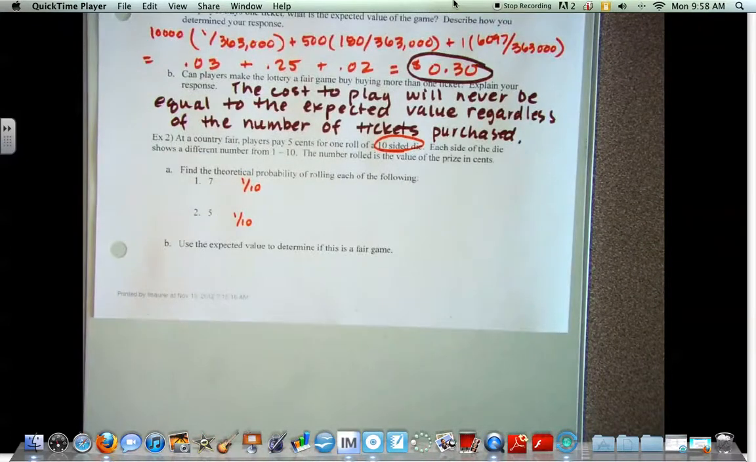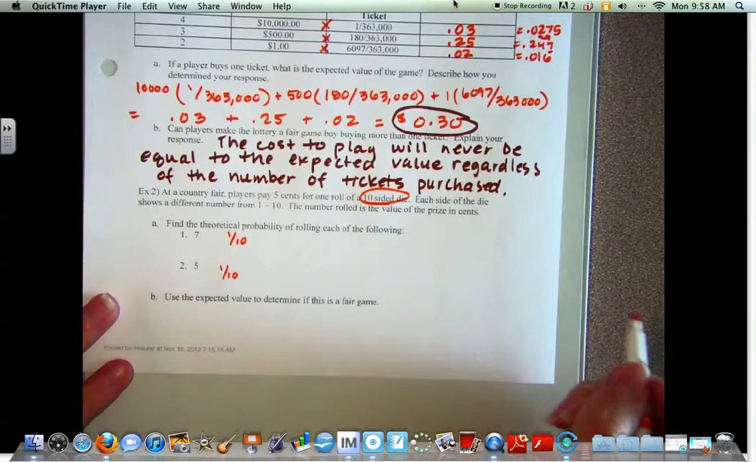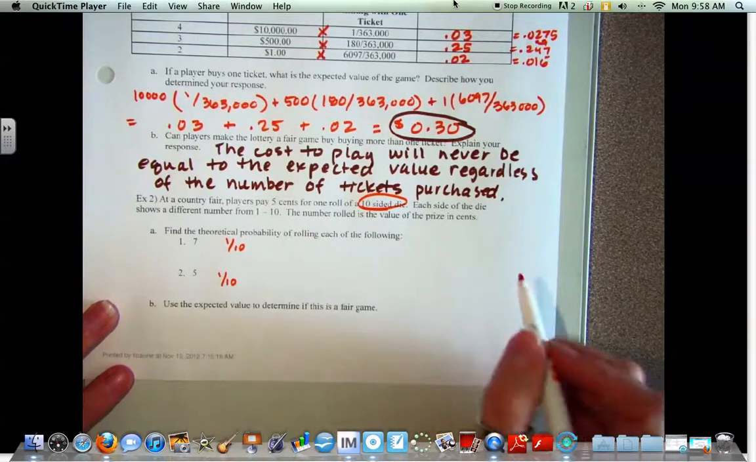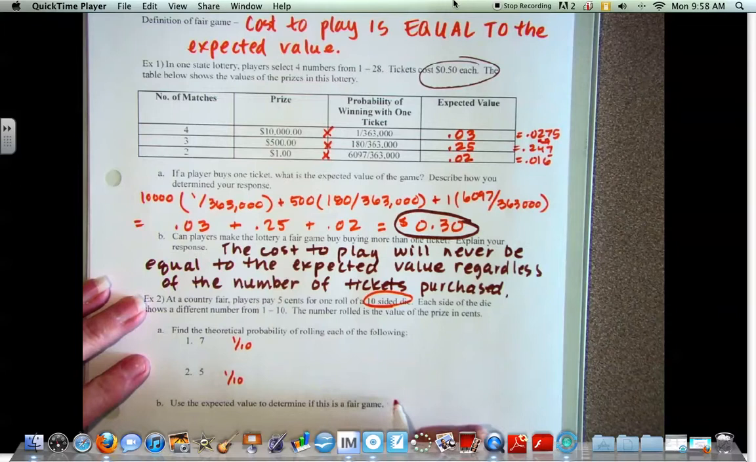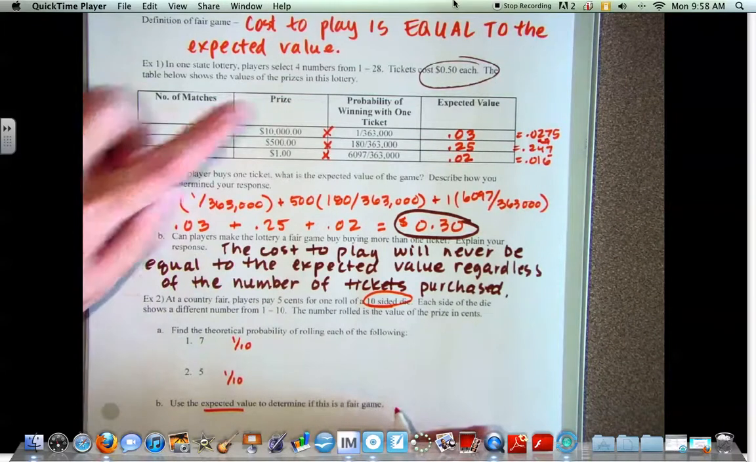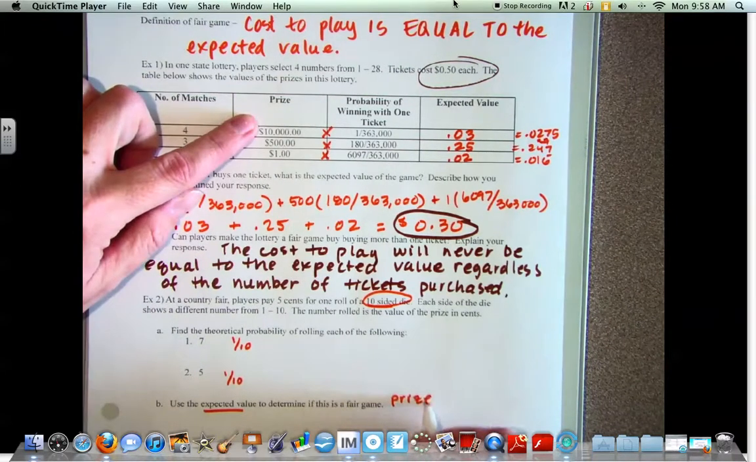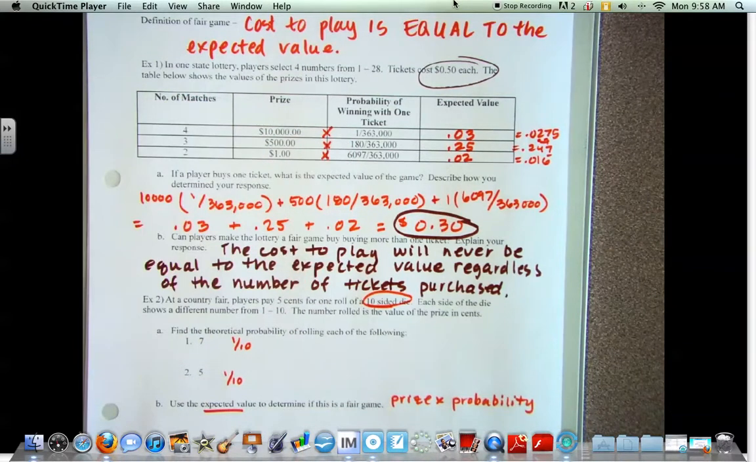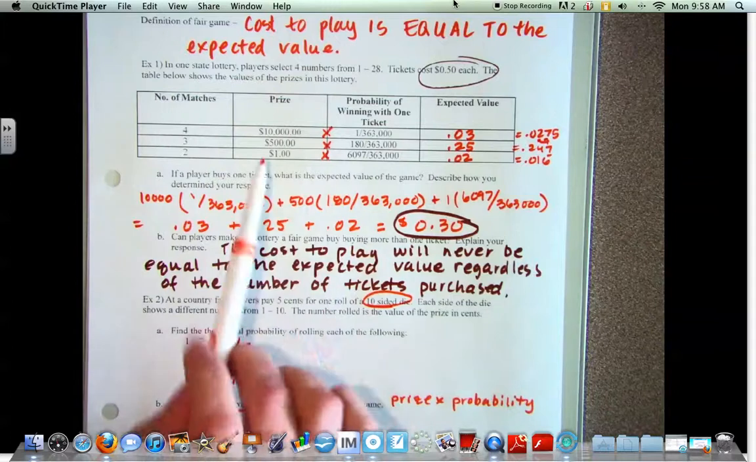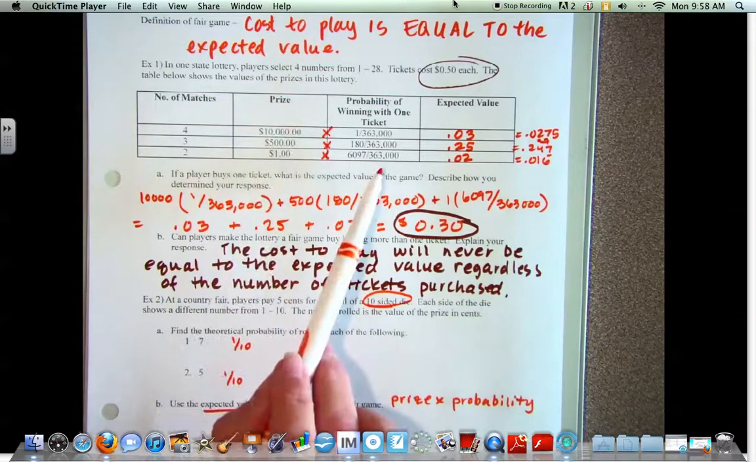Part B asks us to use the expected value to determine if this is a fair game. So how do we find expected value? Multiply. We have to find the expected value, which is the prize times our probability. That's what we've been doing. We've been taking our prize and multiplying it by our probability.